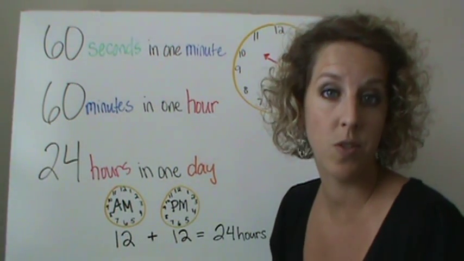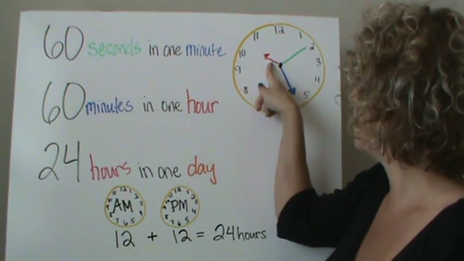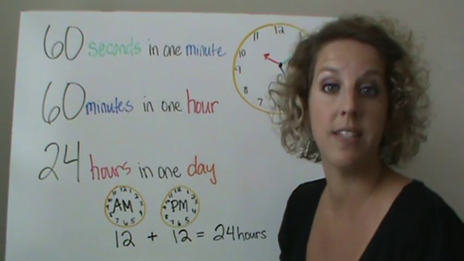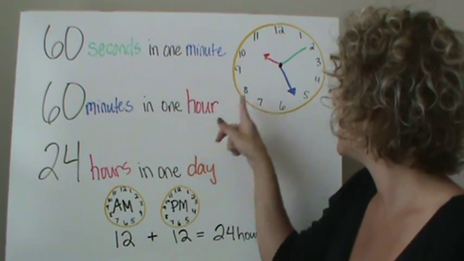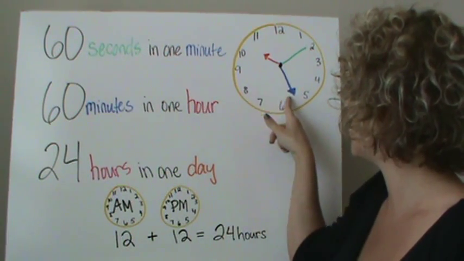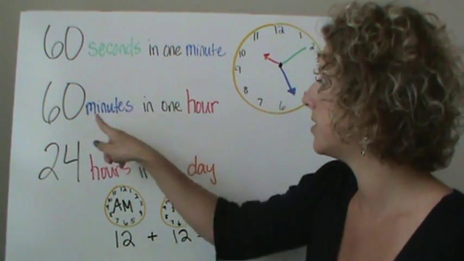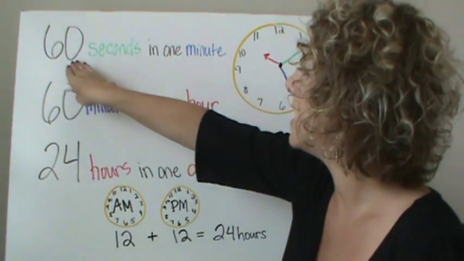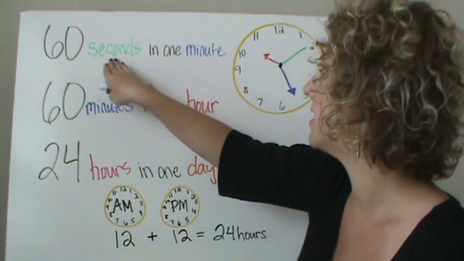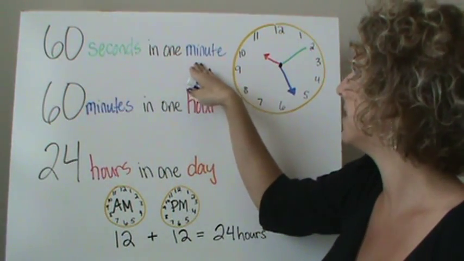The clock in our classroom has a red second hand. You can remember the hour hand is the shortest because the word hour is the shortest, only 4 letters. And the minute hand is the longer hand, and you can remember that because the word minute has more letters and is longer. So if you look at the seconds compared to minutes, there are 60 seconds in 1 minute.